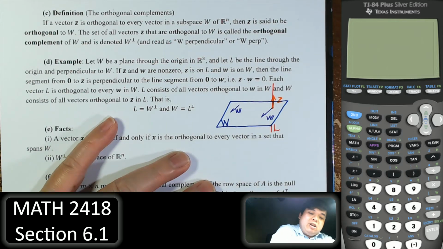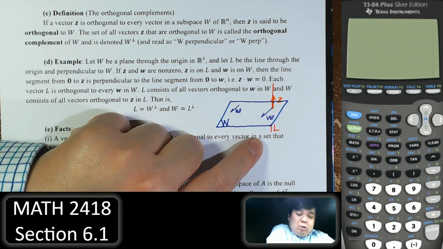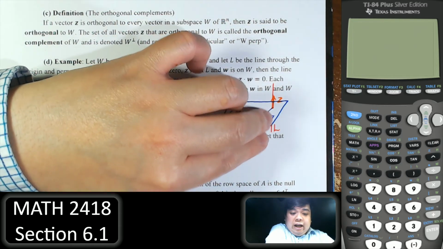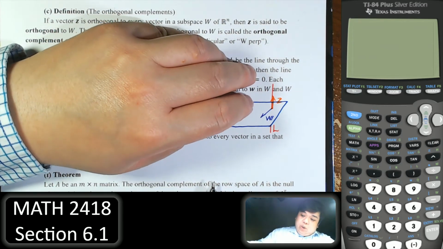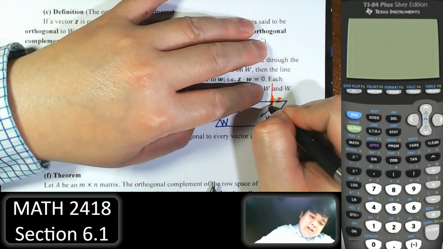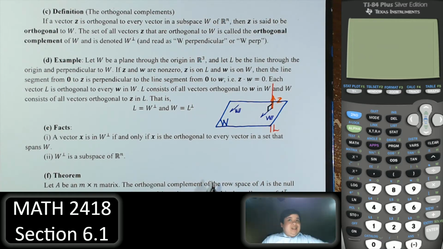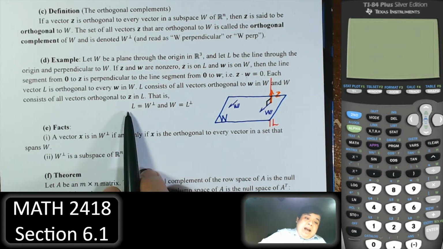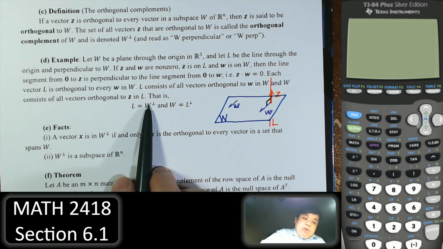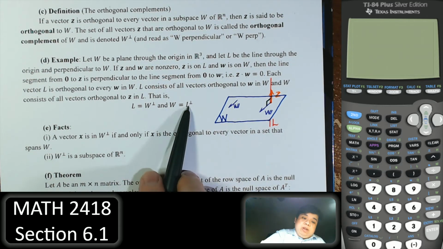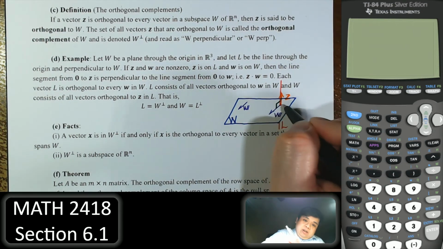So that is the vector W, moved from here to there. And we say that L is the line that is perpendicular to every vector in W. So we can draw that as Z. Vector Z is orthogonal to every vector in W, and every vector in W is orthogonal to Z. In that case, we say L is W perpendicular, or W is equal to L perpendicular. So we draw the line.